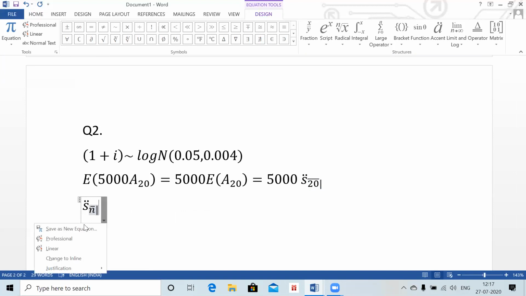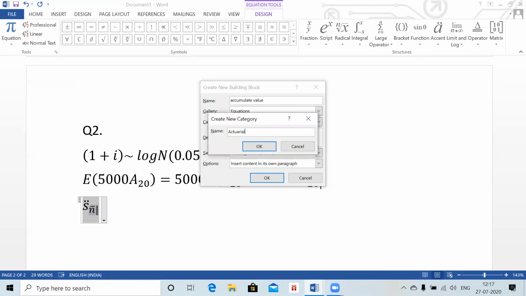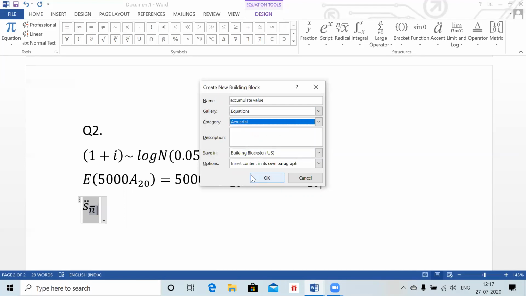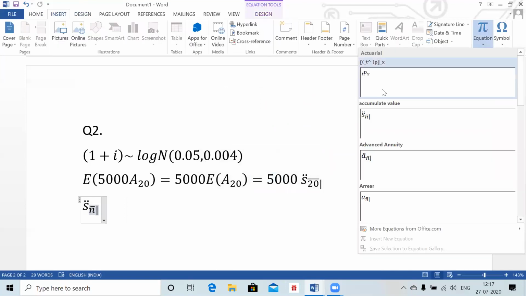Now please save this equation. Save as new equation. You can give it the name accumulated value. In category you can give my actuarial category, which is already there in my sheet, just not identified. And then insert contents only. Okay, and press OK.